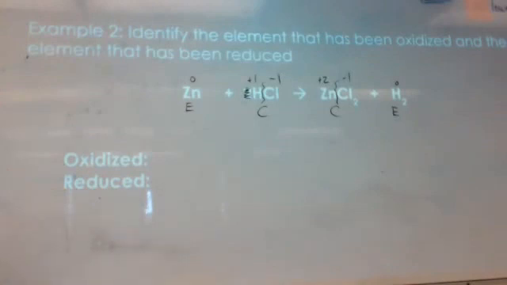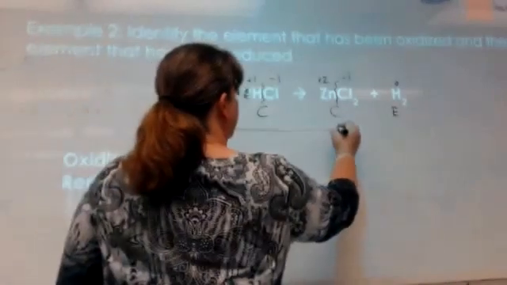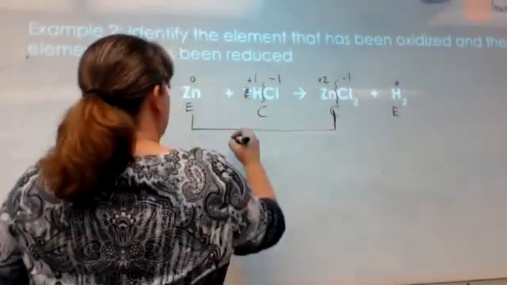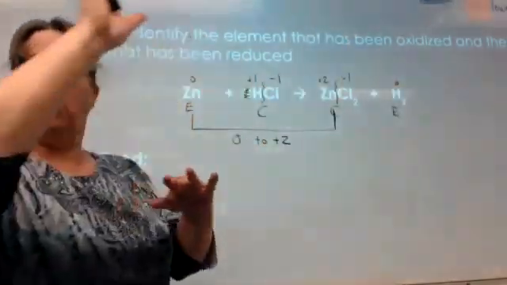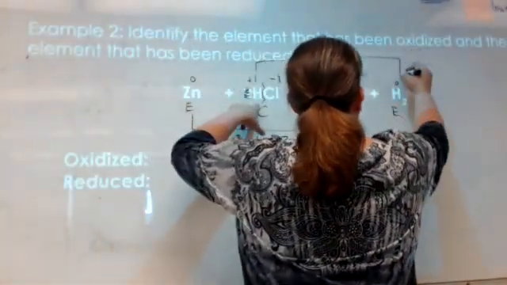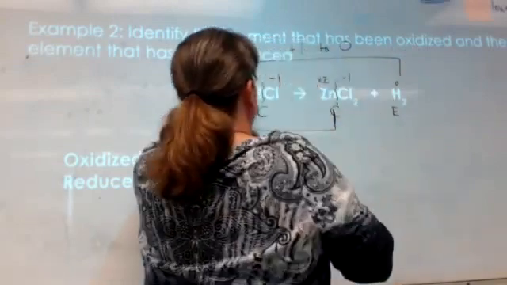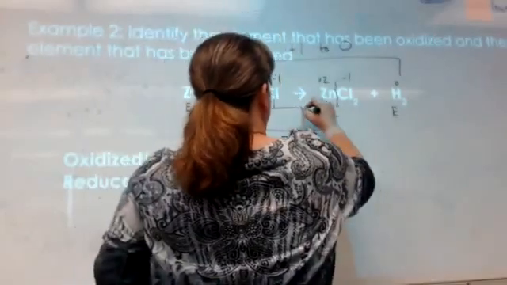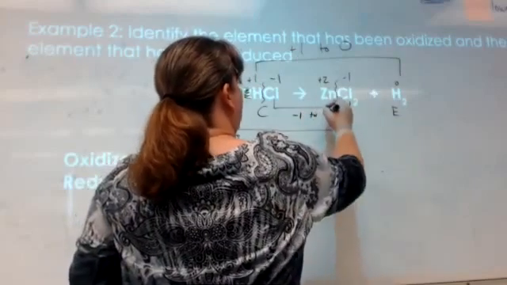All right, now we need to identify if it's oxidized or reduced based on the change in number. So let's start with zinc. I'm going to just draw a little connector here to keep track of it. So zinc goes from 0 to +2. I'm going to do them all, and then we'll talk about oxidized and reduced. Hydrogen goes from +1 to 0, and chlorine goes from -1 to -1.